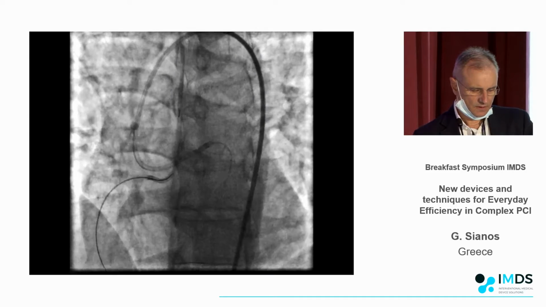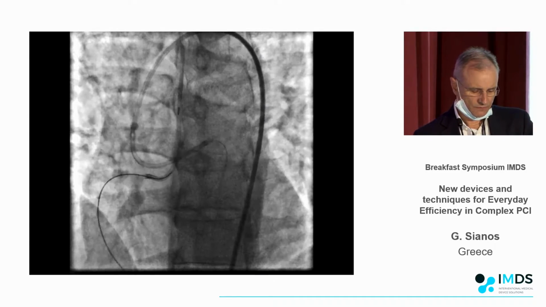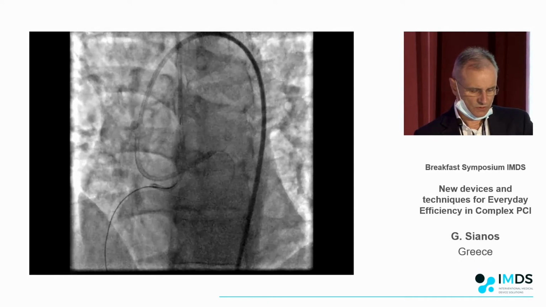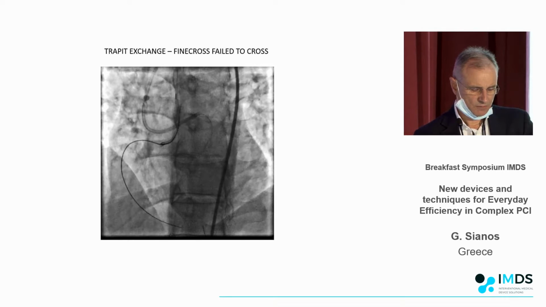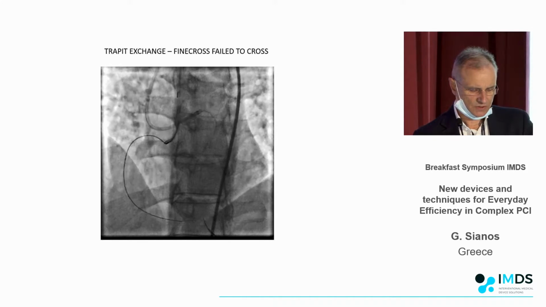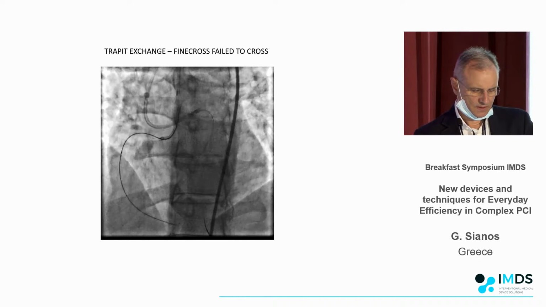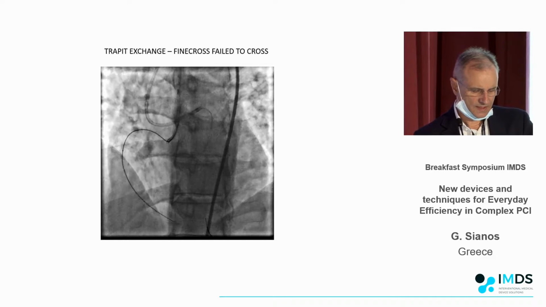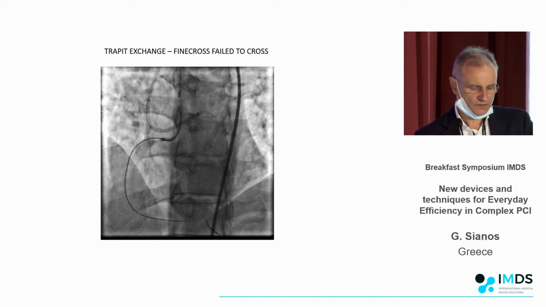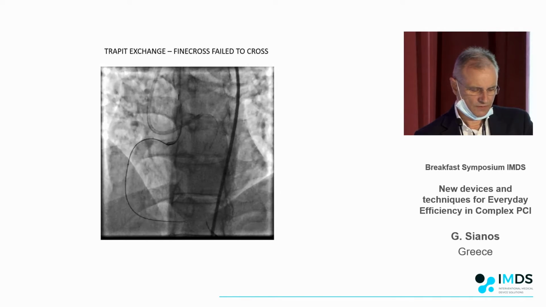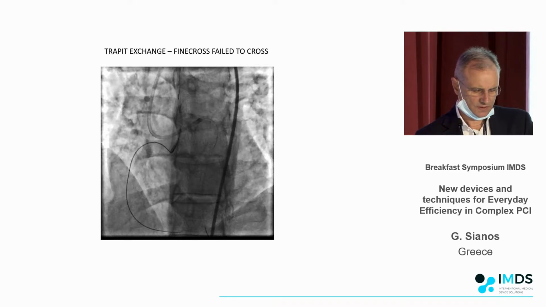And then this catheter failed in this case to cross. It doesn't fail every time, but it's not designed for crossing, so we removed it. Then it was exchanged by a Trapid device in a 6 French, so you can see the combination of different devices in the same case. Then a microcatheter, the FineCross, fails, and the balloon failed in this case.